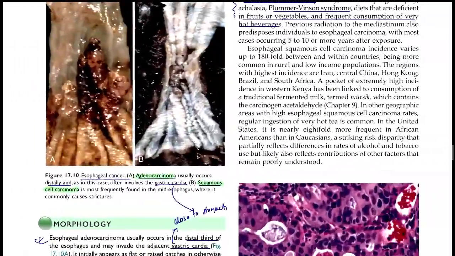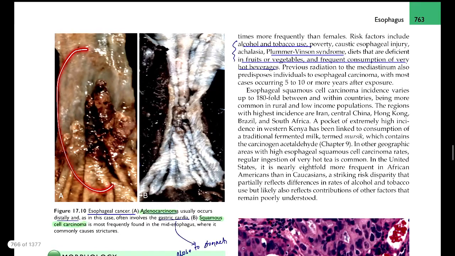Moving further, you can see this is our adenocarcinoma and this is our squamous cell carcinoma, because here the mid esophagus is involved, but here the lower esophagus is involved, which is close to the gastric content. So we can say that it involves the gastric cardia also.